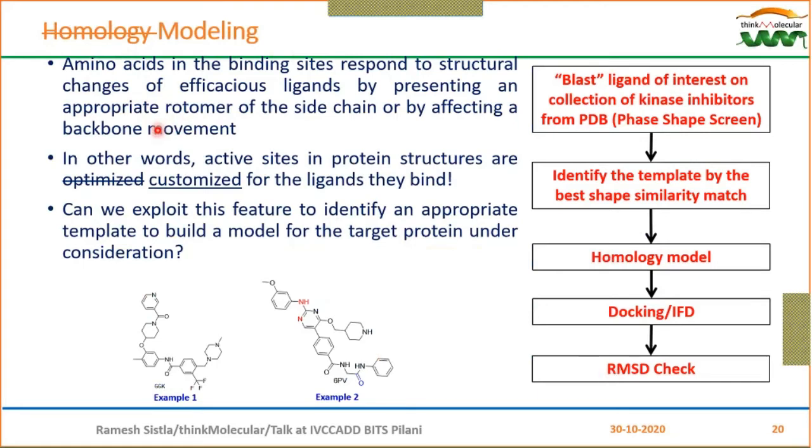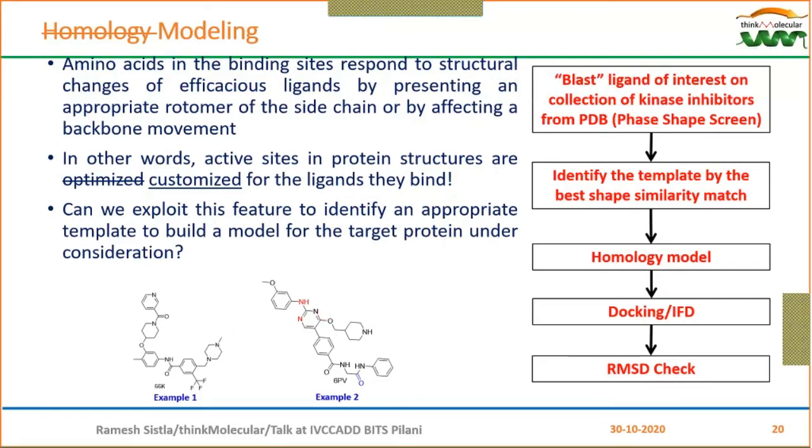Our thinking was as follows: amino acids in the binding sites respond to structural changes of efficacious ligands by presenting an appropriate rotamer of the side chain or by affecting a backbone movement. So in other words, active sites in protein structures are actually not optimized for the ligand, but they are customized for the ligand to which they bind. So we wanted to see, can we exploit this feature to identify an appropriate template and build a model for the target protein and expression.